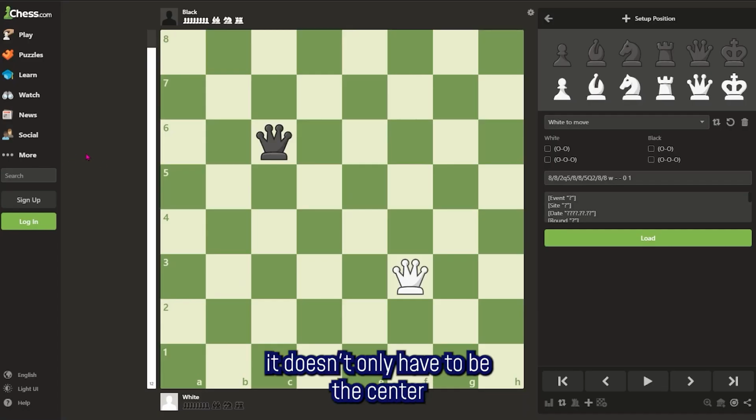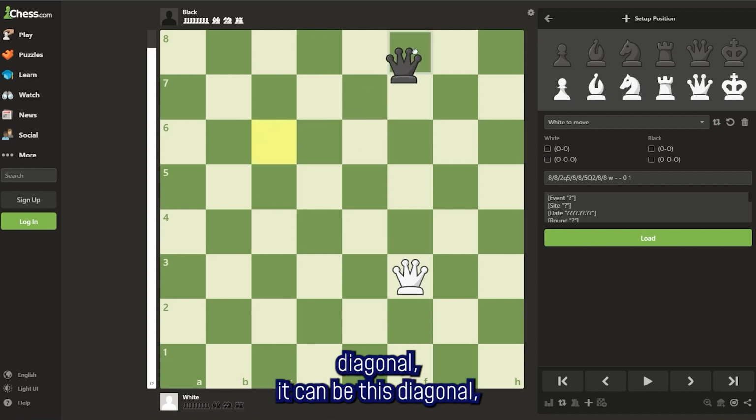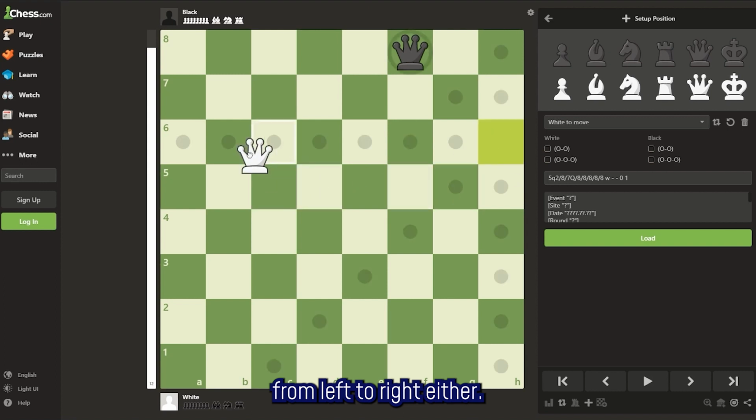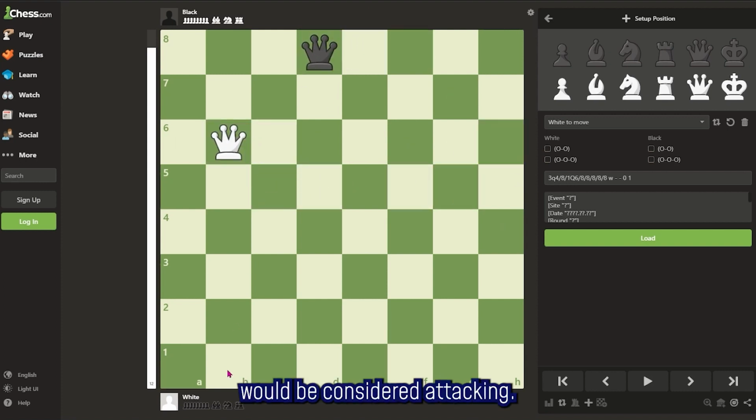And in fact, it doesn't only have to be the center diagonal, it can be this diagonal. And it doesn't have to be going from left to right either. This diagonal also would be considered attacking. So the difficulty in this problem is less so the recursion and more in implementing the rules of chess.